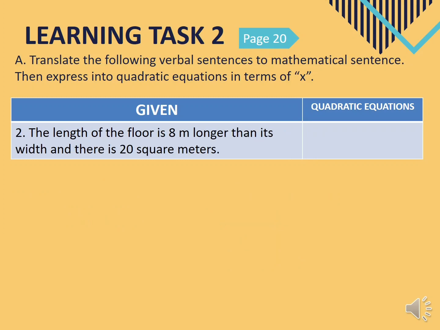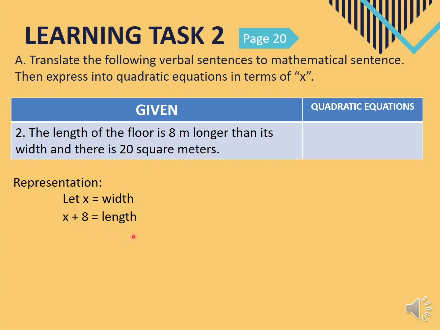How about our problem number 2, or our given number 2? The length of the floor is 8 meters longer than its width, and there is 20 square meters. So again, it is in a rectangular shape, the floor. Ang given dyan ay, ang length daw ay 8 meters longer. Mas malaki naman na, or mas mahaba na 8 meters kay width. So, meaning to say, our width, we can represent it as x. Let x be the width. If x is the width, so therefore the length is x plus 8. Kasi sabi dyan, 8 meters longer than its width.